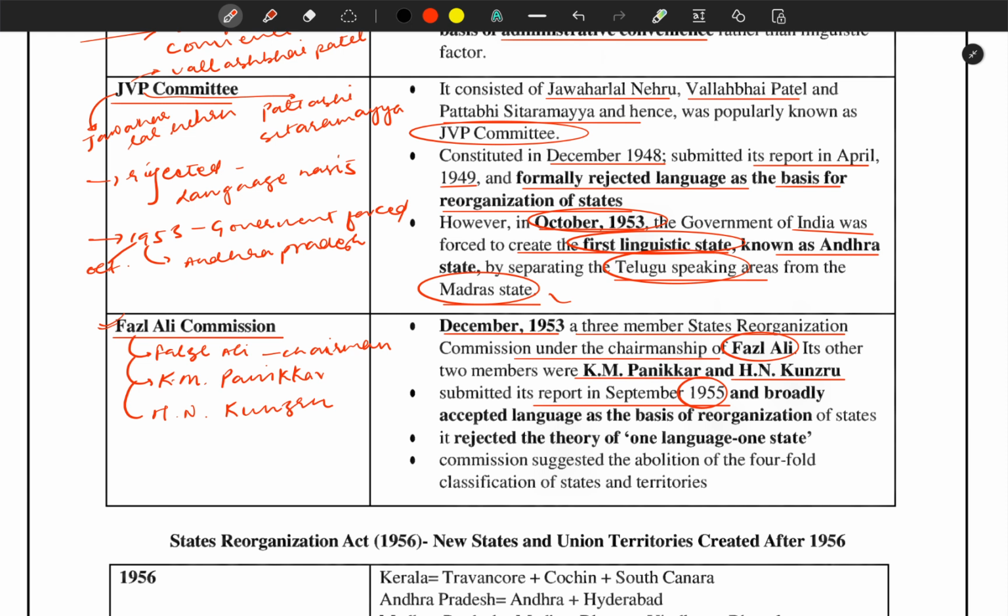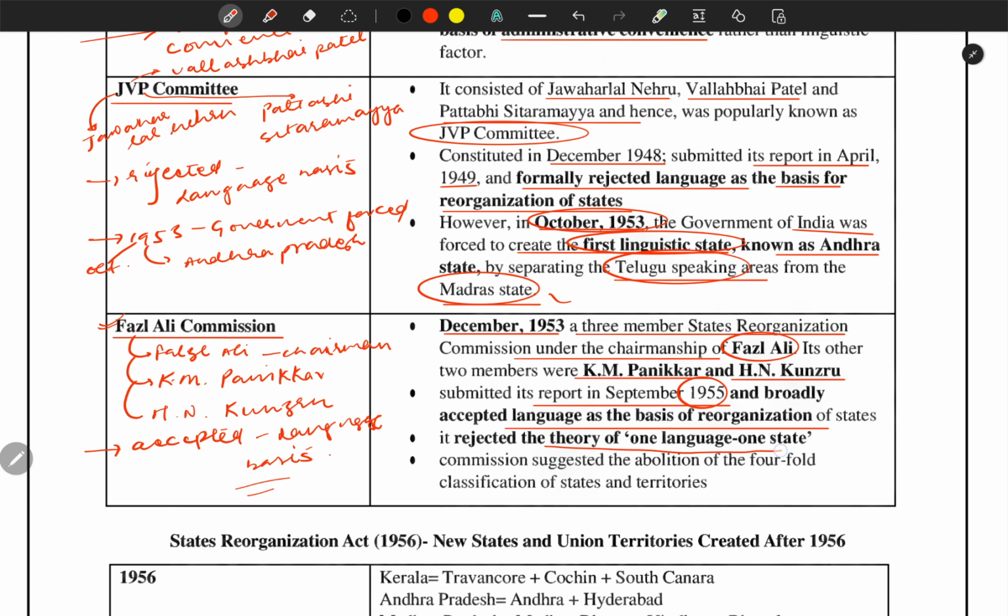After the formation, it broadly accepted language as the basis of reorganization of the state. So the Fazal Ali Commission gave its consent for this. Before the Fazal Ali Commission, the Dhar Commission and the JVP Committee both rejected language as the basis for the reorganization of the state. But the Fazal Ali Commission, formed in December 1953 and submitting its report in September 1955, broadly accepted language as the basis of reorganization of the state.